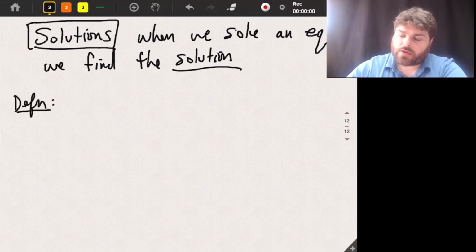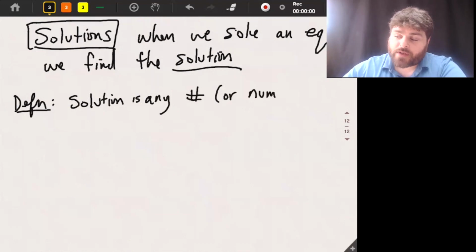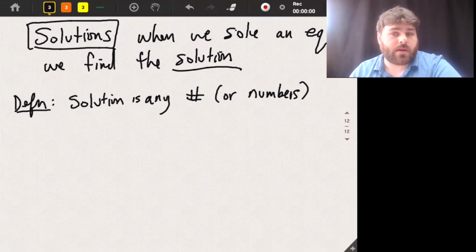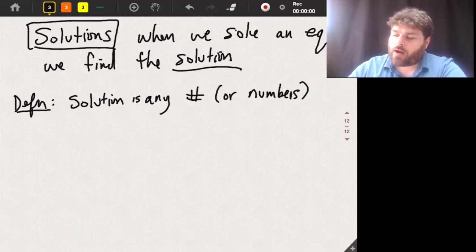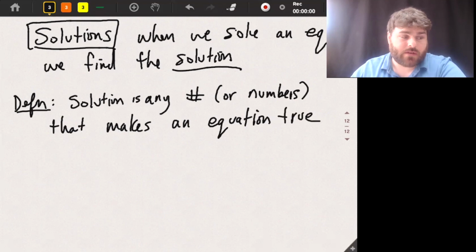Let's look at the definition of the word solution. A solution is any number that makes an equation true. I'm going to put 'or numbers' because you could have more than one number, right? You could have an XY pair as one solution, or you could have a lot of solutions. There might be more than one number that makes the equation true. So a solution is any number or numbers that makes an equation true, or that satisfies an equation, okay? That's another word to look out for.